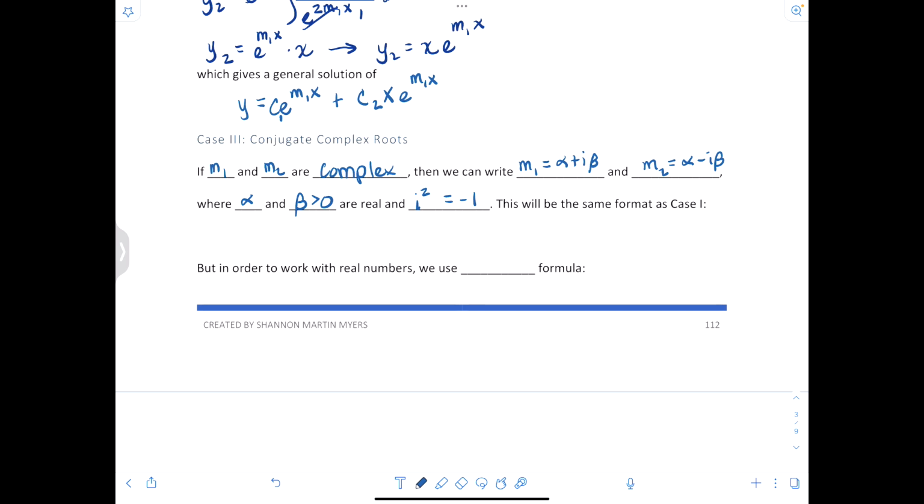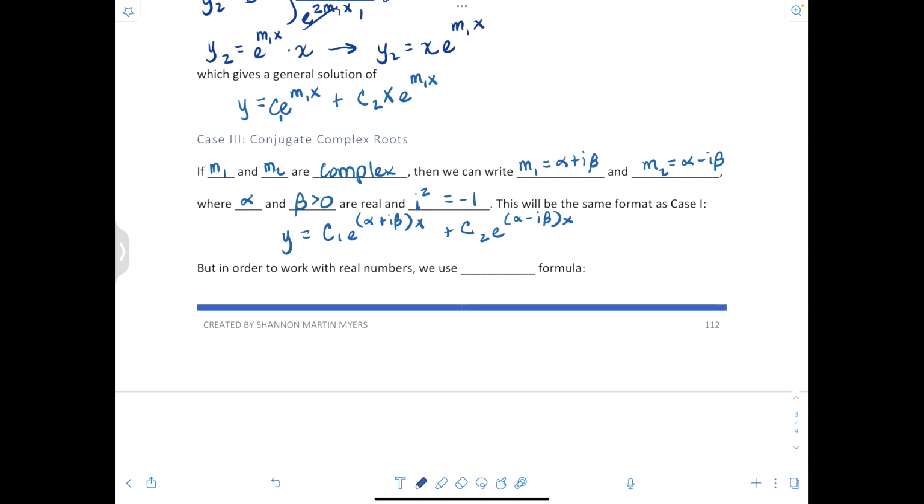So this will be a similar format as case 1, where we had 2 roots that were distinct, okay? But this time, we'll have y is equal to c1 e raised to the alpha plus I times beta x plus c2 times e raised to the alpha minus I times beta x.